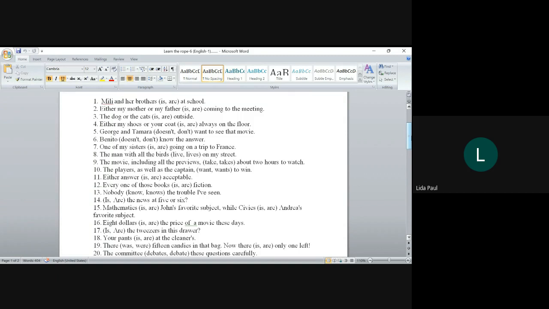Okay, 11th one, either answer is or are acceptable. Is. Either answer is acceptable, right? Either answer is acceptable. Then comes every one of those books. Every one of those books is or are fiction.